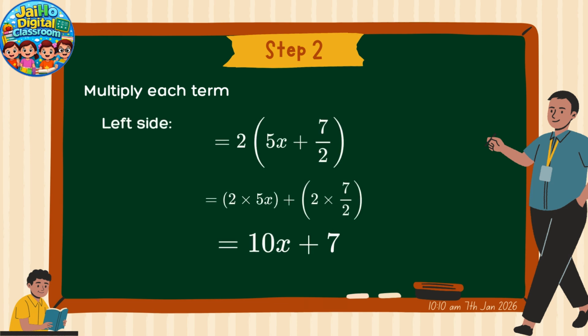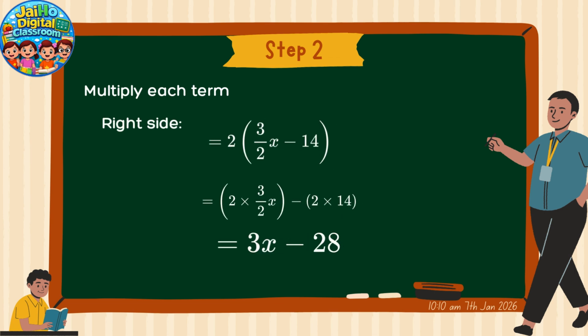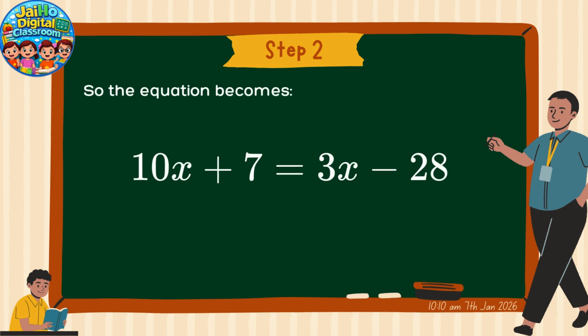On the left side, 2 multiplied by 5x gives 10x. 2 multiplied by 7 by 2 gives 7. On the right side, 2 multiplied by 3 by 2x gives 3x. 2 multiplied by minus 14 gives minus 28. So the equation becomes 10x plus 7 equals 3x minus 28.